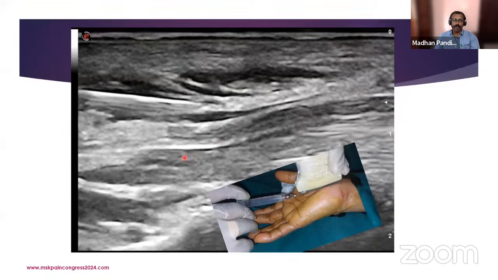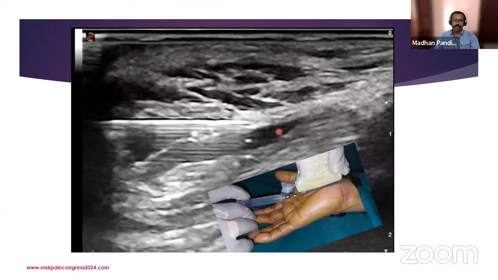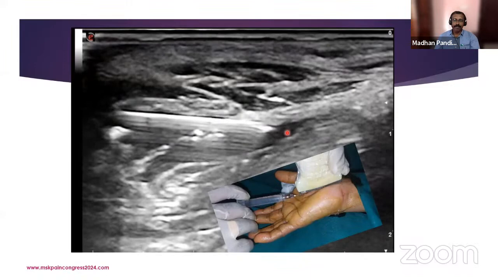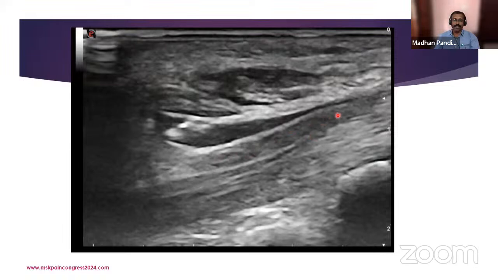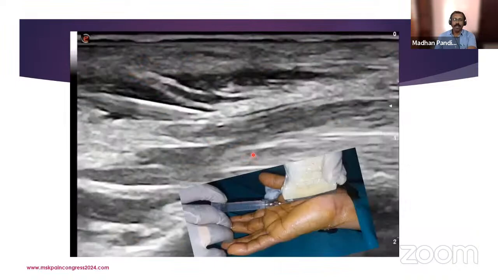Again, injection of 5% dextrose underneath the retinaculum there. That's the retinaculum. And you can see the hydrodissected nerve. This is the nerve which is hydrodissected. And this is the flexor retinaculum. Nicely separated out median nerve. It means that around 10 ml of 5% dextrose is injected into the carpal tunnel: 4 ml above the nerve on the short axis, 4 ml below the nerve on the short axis, and 2 ml above the nerve on the long axis of the nerve.